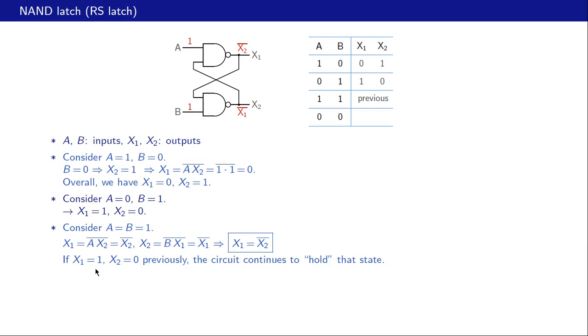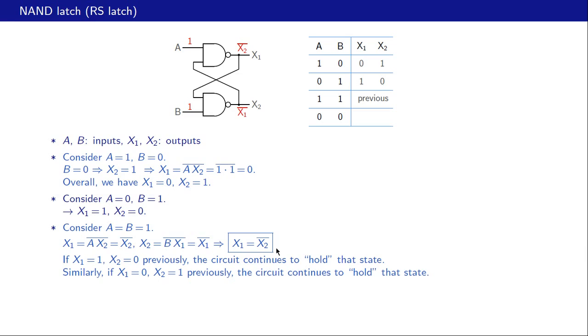For example, if X1 was 1 earlier and X2 was 0, then that situation will continue to hold because it does satisfy this relationship. Similarly, if X1 was 0 and X2 was 1 previously, then the circuit will continue to hold that state. So both of these are possible. We can have X1 equal to 1 and X2 equal to 0, or X1 equal to 0 and X2 equal to 1. And which one of these will actually happen depends on what was X1, what was X2 before.